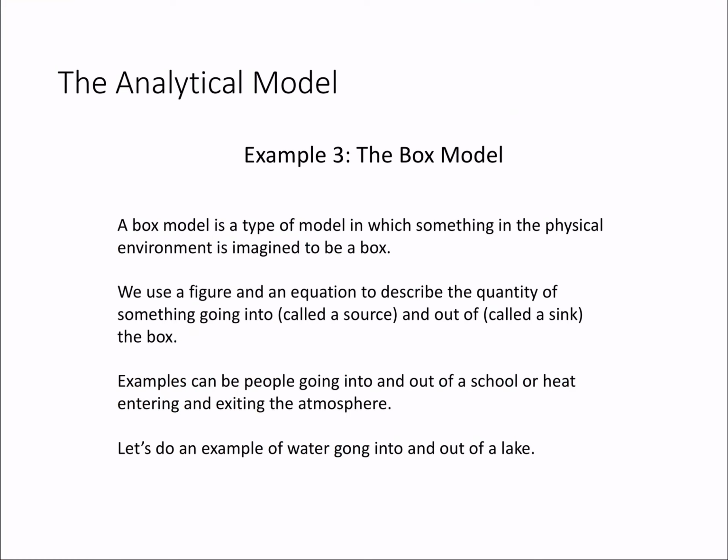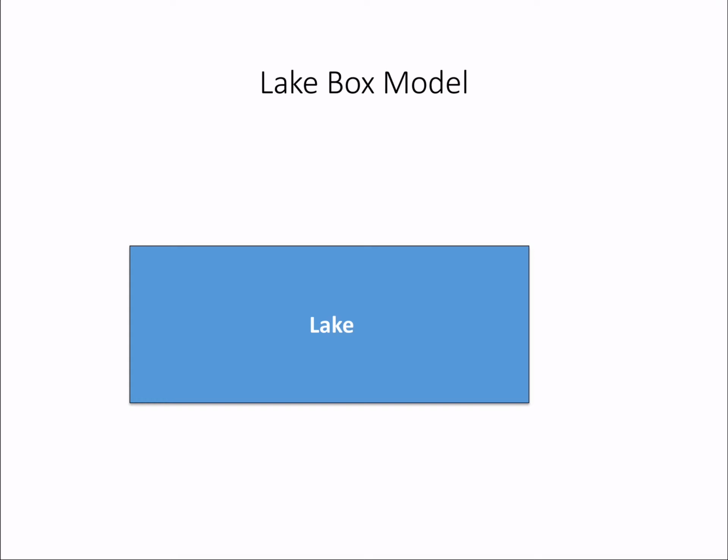A box could be a school, and it could be the number of people leaving and entering campus every day. So things going into the box are called a source, and things moving out of the box are called a sink. So let's do an example of water going in and out of a lake. Here we have our box, which is a lake. We're going to do the conceptual model first, and then we will do the analytical model.